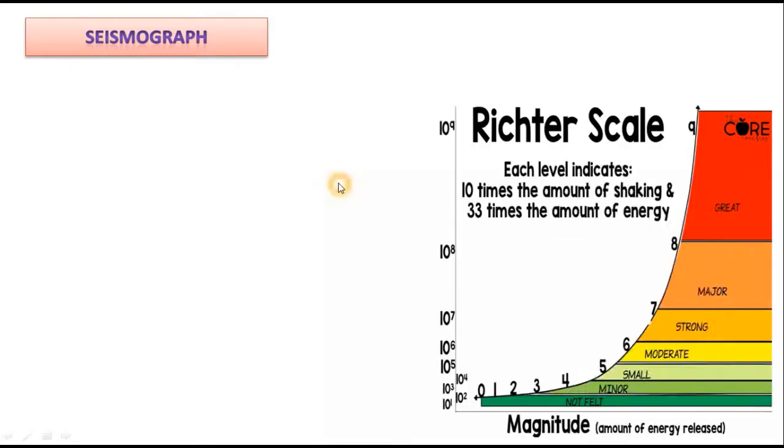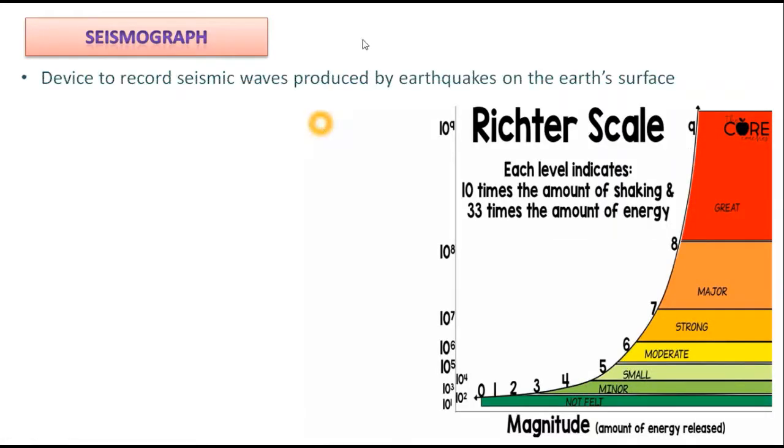So let's now talk about seismograph. So what is seismograph? It is a device to record the seismic waves produced by earthquakes on the Earth's surface. Now, whenever an earthquake takes place, what happens? There's a lot of movement which takes place on the earth plates. Now, when a movement happens on earth plates, there's a lot of movement on the surface of earth as well. So these movements are recorded and a wave pattern is obtained. And the wave patterns are called seismic waves.